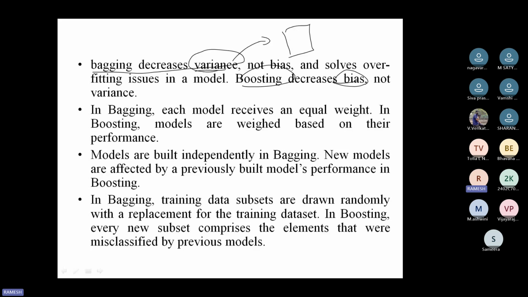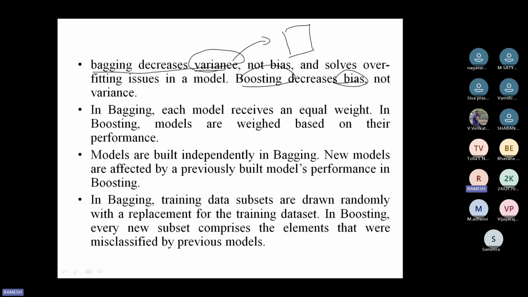Bias means the capability of the model, the capacity of the model, not the data. Variance will concentrate on the data set. High variance means the data set is not good; low variance means the data set is good. So a bagging model can handle high-variance data.